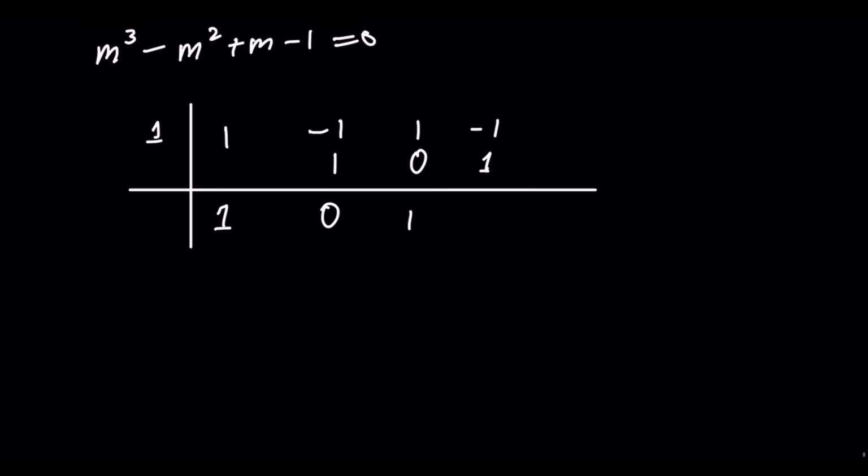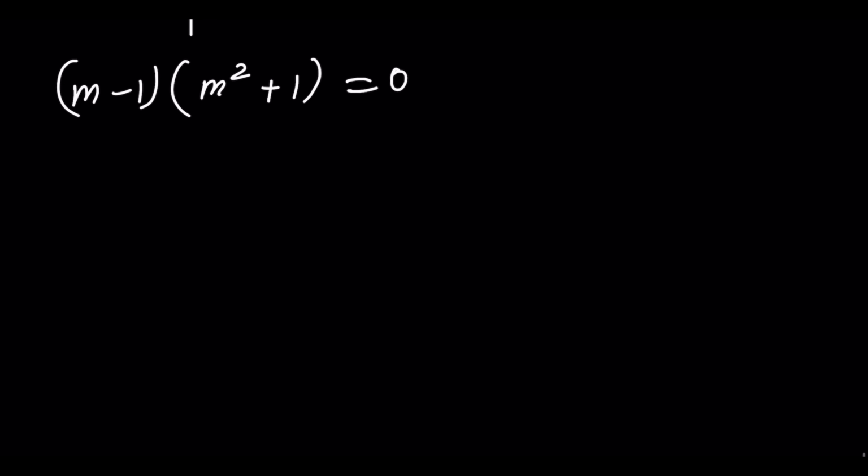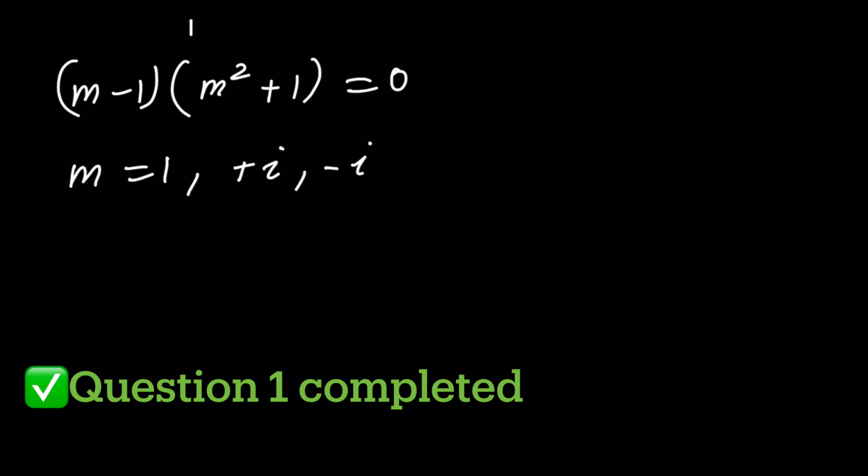So we'll be writing m minus 1, which is the first factor, and m squared plus 1 is equal to 0. Now that we have successfully factorized this equation, we are going to be finding its roots. The roots are m equals 1, and when we equate this to 0, we get plus minus iota. So writing plus iota and minus iota here.